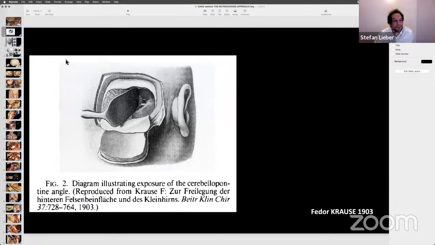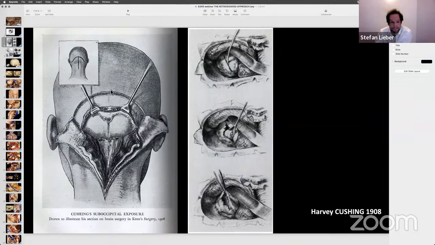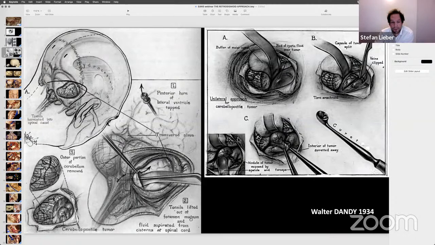As we know from Cushing's description around the same time, this was still a bilateral decompression of the posterior fossa, or access to the posterior fossa. And the next description, the beautifully illustrated series of Walter Dandy, is the first unilateral description which employs a lot of the techniques as we know today, with opening of the cisterns, capsula, and dissection, drainage of CSF from the cisterns or even from access to the ventricle.